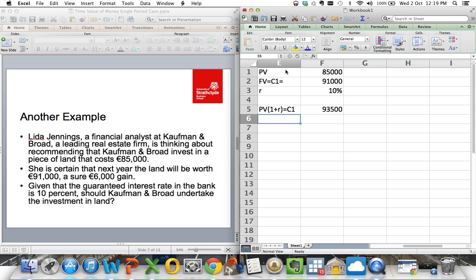Let's do it the other way. What we'll do is take the future value, let's just call it C1, and discount it back to today. That's equal to PV. It's 91,000 divided by 1 plus 10%, and you're given 82,000. So the equivalent value of that today, when you have the opportunity to invest at 10% in a bank account, is actually only 82,000. You compare that to what you've got today, which is 85,000. So that investment in the land isn't a good investment. You should reject it.